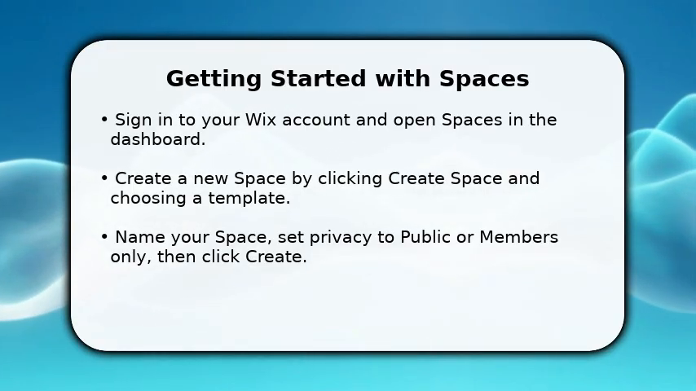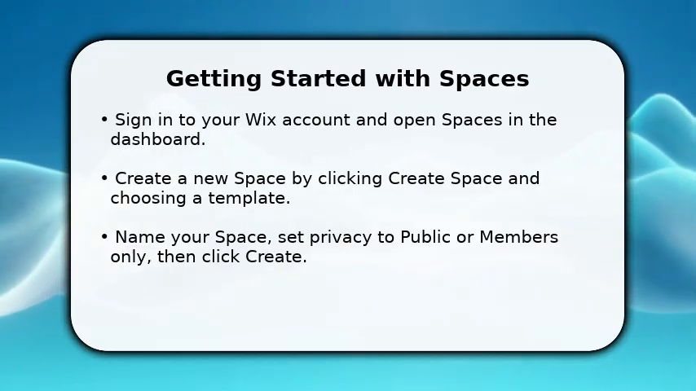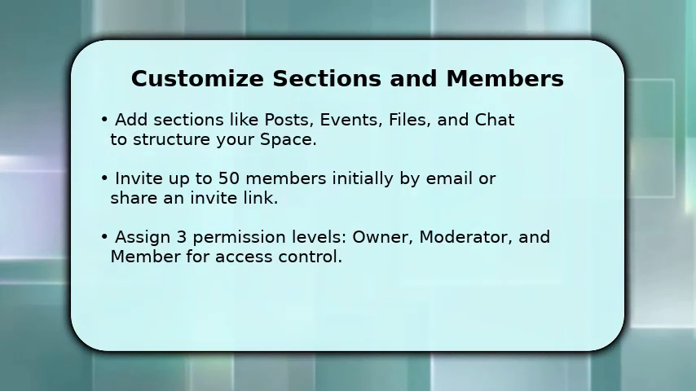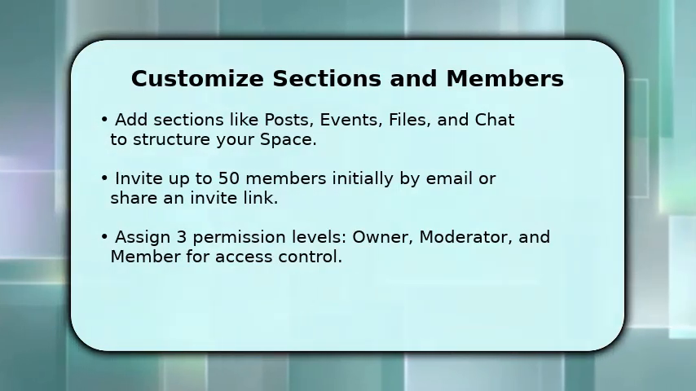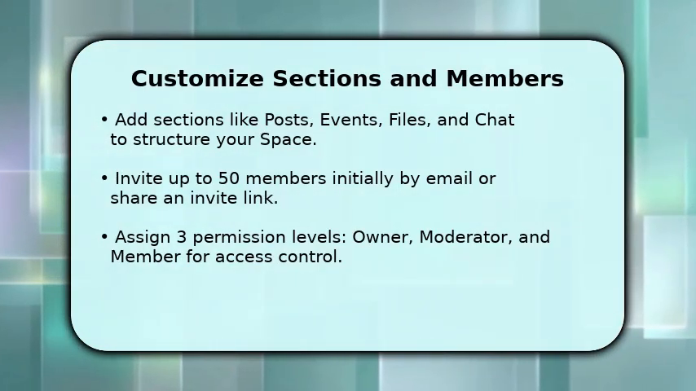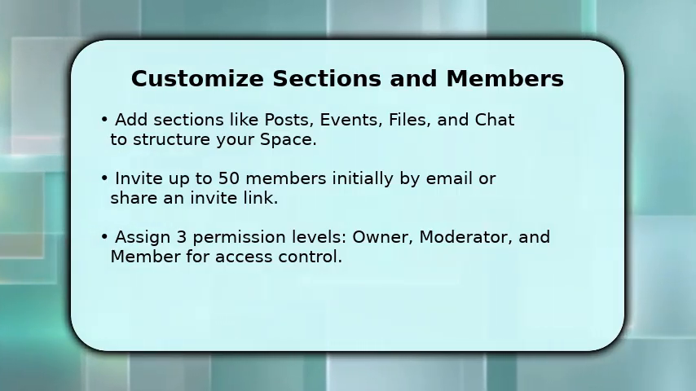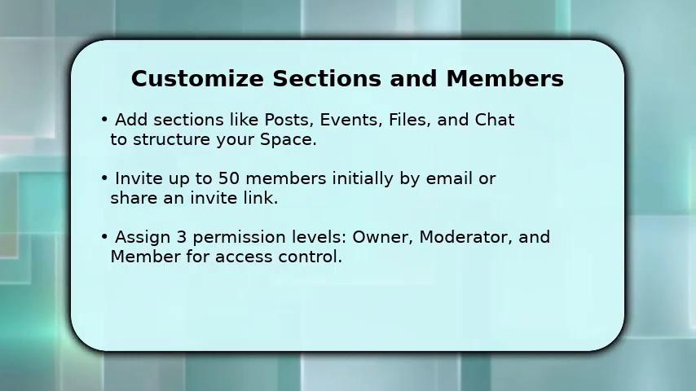Wait for the space to load, then proceed to add content, members, and customize sections for your community or team. Add sections such as posts, events, files, and chat to structure your space clearly. Click Add Section, choose a section type, and arrange sections by dragging them into your preferred order.